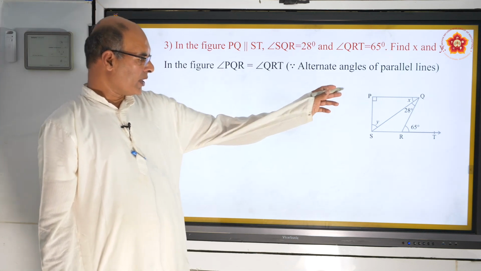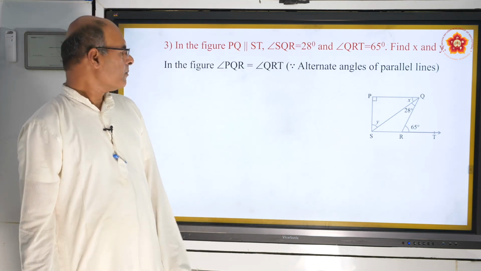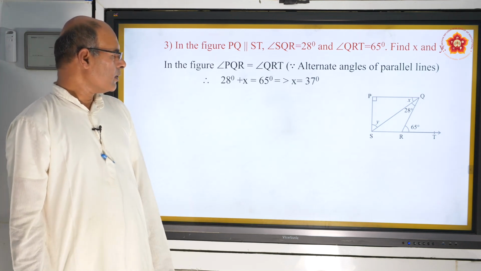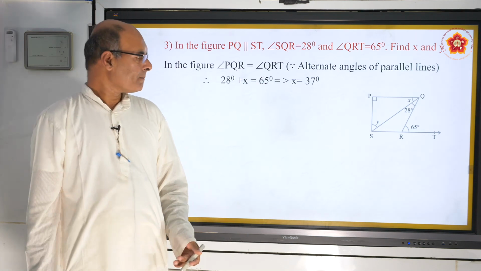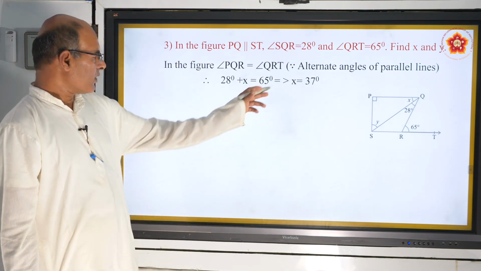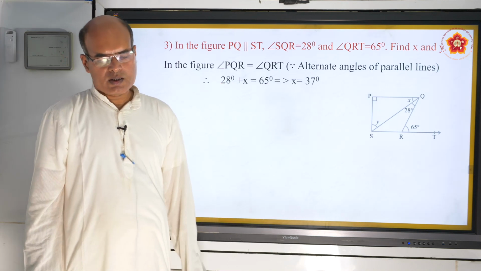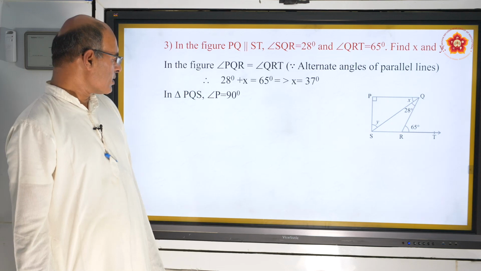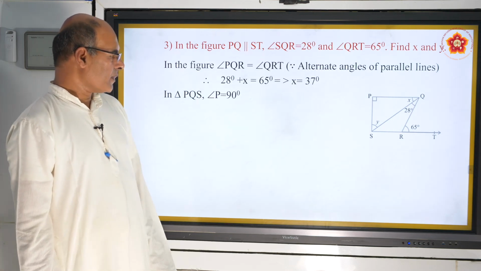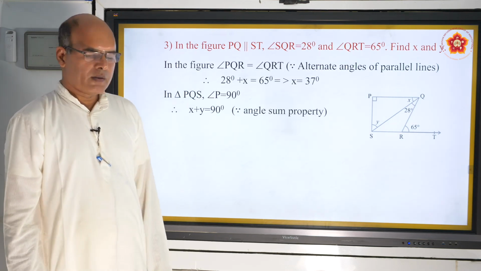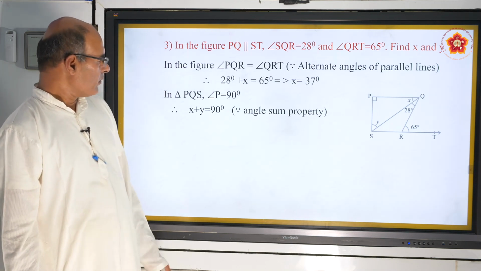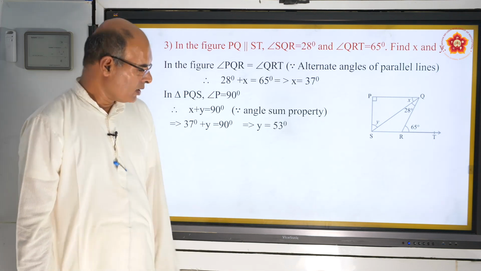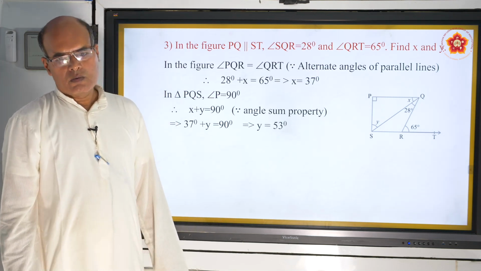So alternate angles, angle PQR is equal to angle QRT. Angle PQR is 28 plus X. Angle QRT is 65 degree. So therefore X is equal to 65 minus 28, that is 37 degree. Now in triangle PQS, angle P is 90 degree. Therefore X plus Y is equal to 90 degree. And we know X is 37. 37 plus Y is equal to 90 degree. That implies Y is equal to 53 degree.